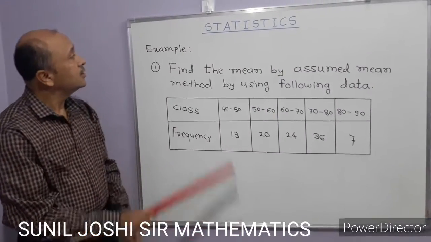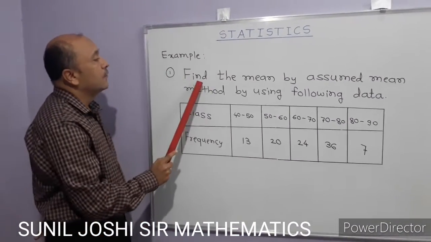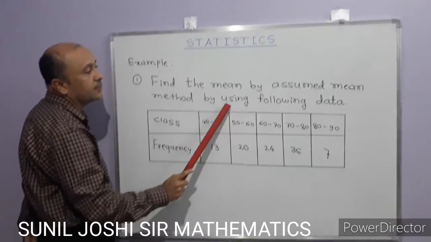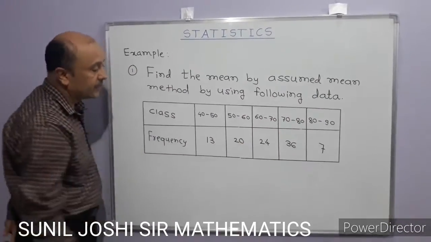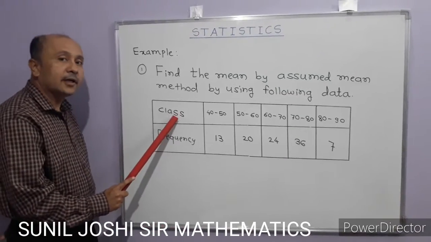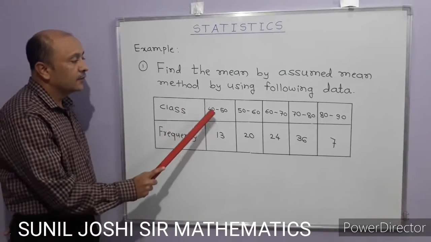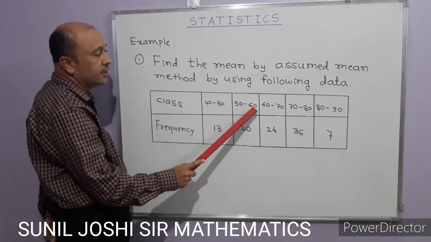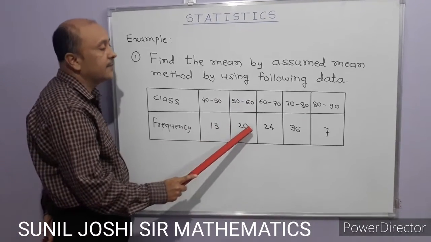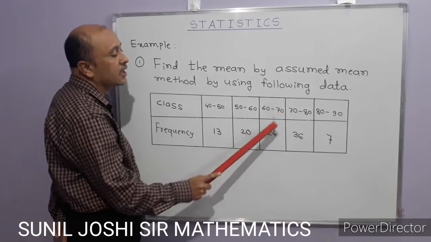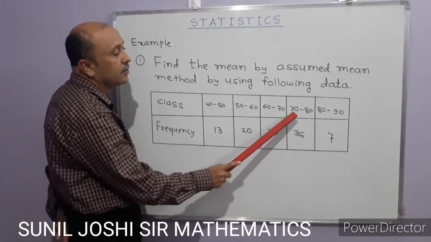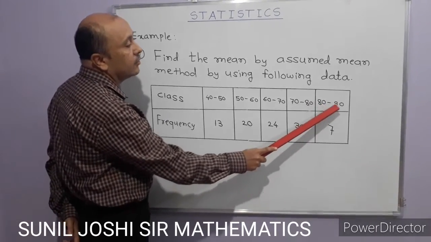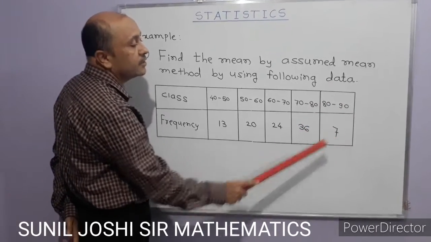So students, let us see the example. Find the mean by the assumed mean method by using the following data. The data is given here: class and frequency. 40 to 50, the frequency is 13. 50 to 60 is a class, the frequency is 20. 60 to 70 is a class, the frequency is 24. 70 to 80 is a class, the frequency is 36. 80 to 90 is a class, 7 is the frequency.